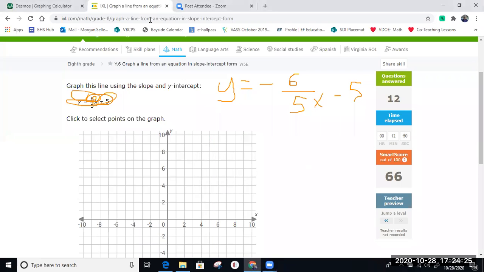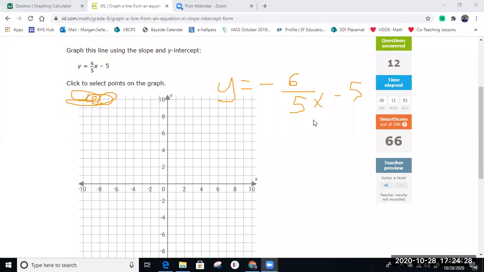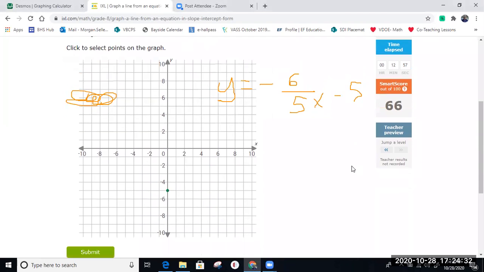Okay, the reason why I wanted to show you this: let's say you are graphing and you run out of room. So again, I want to start at negative 5. But if I were to try to go down 6, 1, 2, 3, 4, 5, I can't. I'm going to run out of room. So when you run out of room, you can actually do the opposite. So instead of going down 6, right 5, I'm going to go up 6 and left 5. So I'm going to go up 1, 2, 3, 4, 5, 6, left 1, 2, 3, 4, 5.